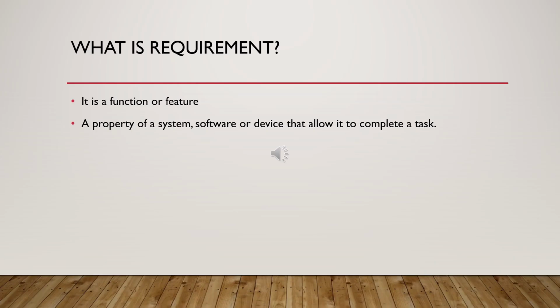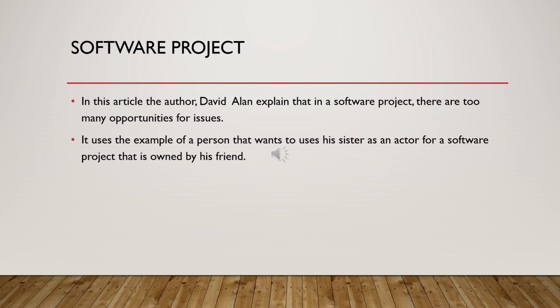So what is a requirement? A requirement is a function of a software. It's something that the software allows the user to do. In other words, a requirement is a feature that is supported by a software or an application that will allow a user to complete a task. Identifying a requirement is not always easy. In this article, David will provide us a new technique on how to identify a requirement easily.